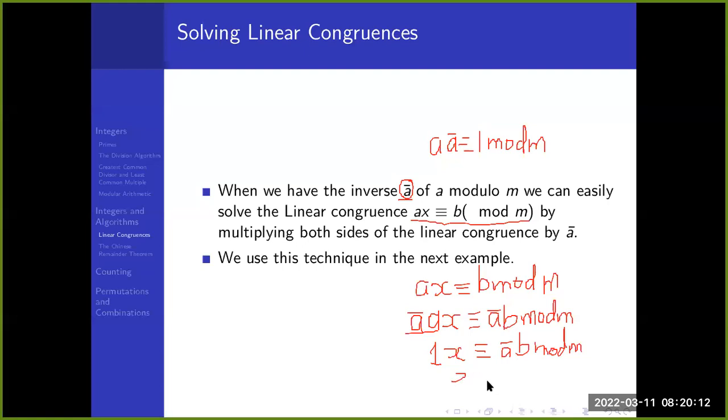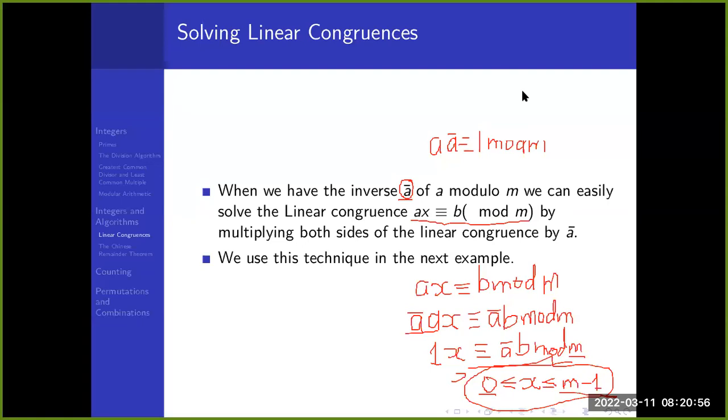Usually we'll try to find a value of X that is between 0 and M minus 1. It's always possible to find one value in that range, since you're working modulo M. Any other value outside this that is congruent to X modulo M will also be a solution. But when we are looking for a solution, usually we want a value in this range. You can find infinitely many values outside that range, but we just want to find a unique value.